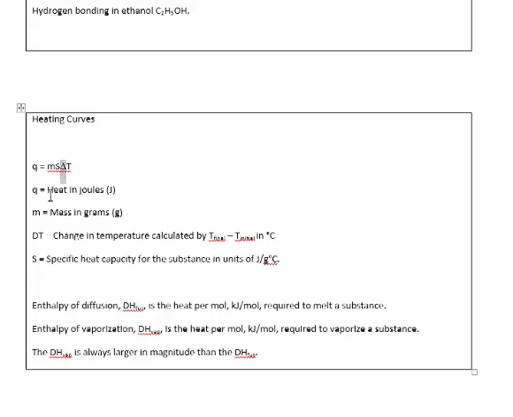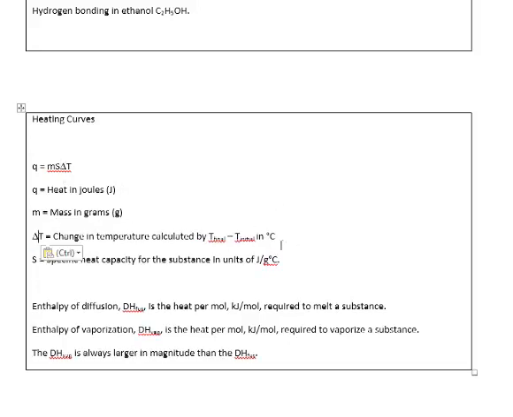MS delta T, where Q equals heat in joules, capital J, M equals mass in grams, G, and delta T is the change in temperature calculated by final temperature minus initial temperature in degrees Celsius. And I should probably mention here that the change in temperature is the same for Kelvin. Capital S is specific heat capacity for the substance in units of joules per gram degree Celsius.